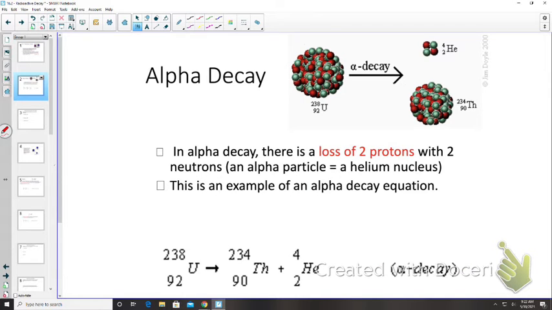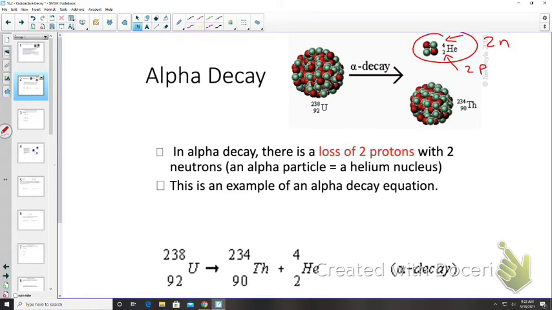So we have three different types of decay that we're going to focus on. The first is alpha decay. We learned about alpha decay a little bit yesterday. This is when we have a loss of a helium nucleus. That is 2 protons and 2 neutrons. So in alpha decay, there's a loss of 2 protons with 2 neutrons. So this is an alpha particle or a helium nucleus.